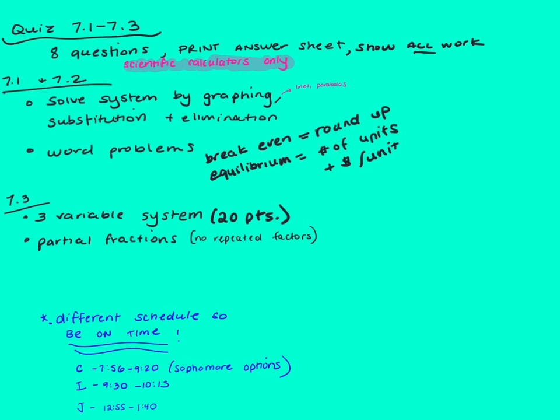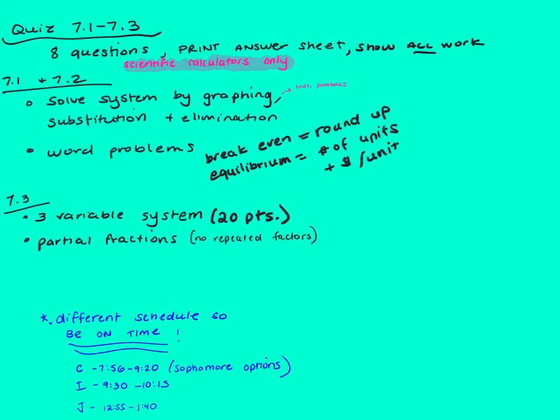And then you've got the partial fractions where, again, no repeated factor, there's just one of those. So 1 partial fraction, 1 system with 3 variables, 1 system with graphing, 1 system with substitution or elimination, and then the other 4 are word problems. 1 is break even, 1's equilibrium, and then the other 2 are a mix of stuff.